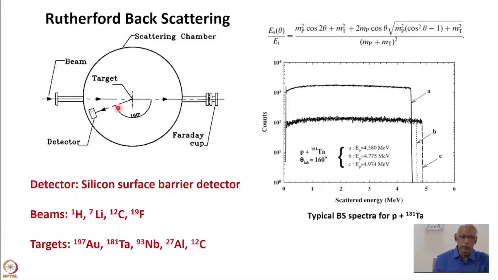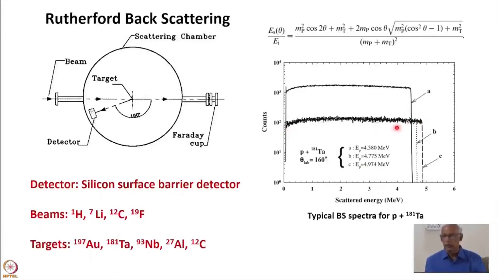The detector was mounted at 160 degrees here, and the direct beam of course is going to the Faraday cup, which is used for normalization and to see that the current is not fluctuating too much. So this is a scattering chamber, with the targets here and the beams here. Now, one example of this is a proton beam backscattered from the tantalum-181 target, which can be shown.